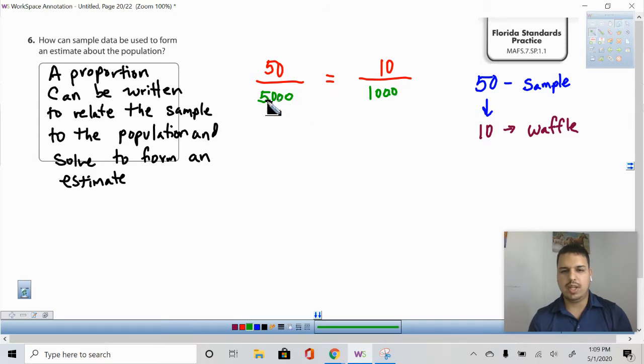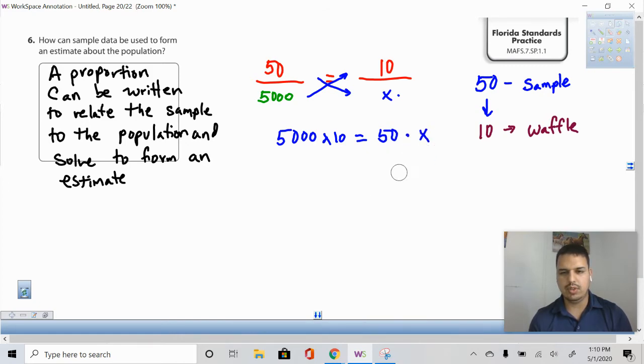Now, to solve this, this is the answer. To solve it, you would multiply this 5,000 times this 10, and the x times the 50, and then simplify. Let me do it right quick. Cross multiply this number with that number, and that number times that number. So 5,000 times 10 is equal to 50 times, in this case you would not know that it's 1,000 because that's what we're trying to figure out. So let me erase this. Let's just call this x. 50 times x. Use a dot here to not get confused.